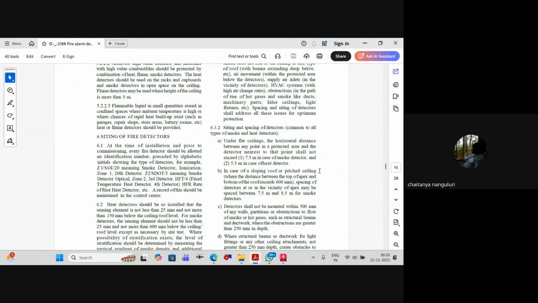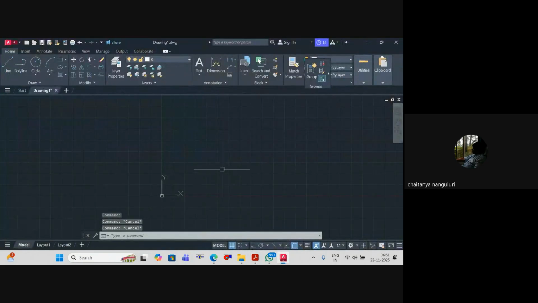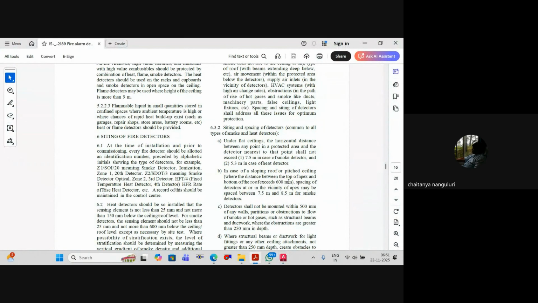In case of sloped roofing or pitched roofing, when the distance between the top apex and the bottom of the roof exceeds 600, spacing of the detectors in the vicinity of the apex may be between 7.5 and 8.5 meters for smoke detectors. Apex is basically the top of the roof. So when your roof is like this and the gap between these two elements exceeds 600, the spacing of detectors in the vicinity is 7.5 to 8.5 meters for smoke detectors.